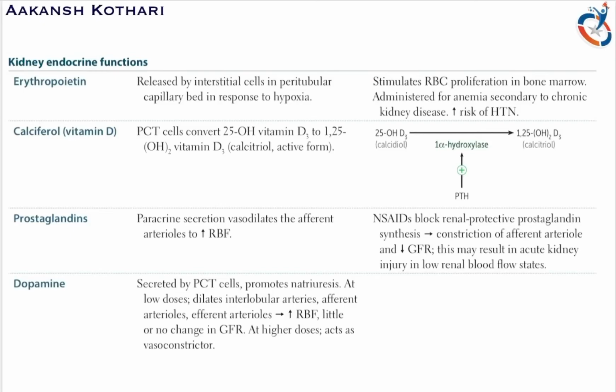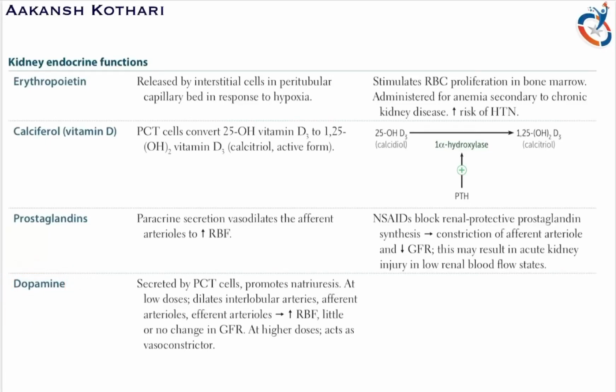So, we have covered erythropoietin, we have covered calciferol, and we have covered prostaglandins. Erythropoietin is secreted by the interstitial cells in the peritubular capillary bed. Calciferol, that is the conversion of vitamin D into its active form, is done in the proximal tubular cells, and prostaglandins are secreted as a paracrine secretion. Is it clear? Now let us talk about the last endocrine function of the kidney, which is dopamine.